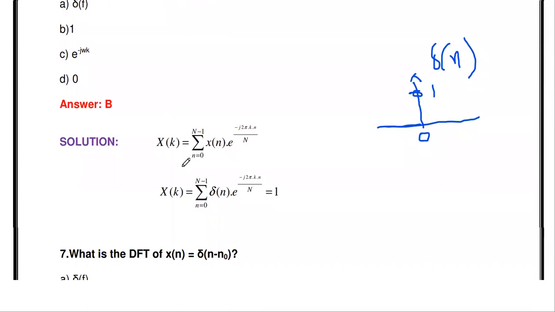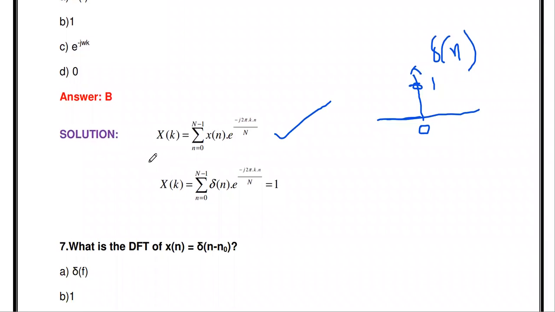So how to solve: first you write the X of k formula, the DFT formula. What is the DFT formula? X of k equal to summation n equal to 0 to N minus 1 x of n e power minus j2 pi kn by N. Here we have to substitute the x of n value. What is the given x of n? Del of n. We substitute the value of del of n in this formula. The del of n has amplitude 1 only at the instant n equal to 0. For the remaining time instants, the del of n value is 0.